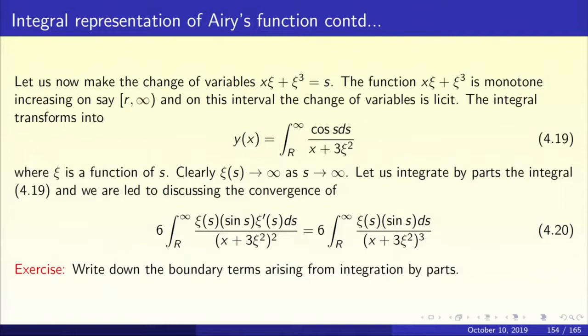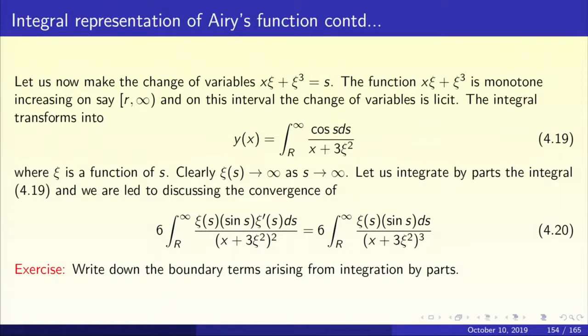Now integral 4.19 is slightly looking better because we've got a denominator which goes to infinity. So chi of course is a function of s. And obviously this function, chi as a function of s, goes to infinity as s goes to infinity. Look at the equation, x chi plus chi cube equal to s. If s goes to infinity, then chi has to go to infinity.